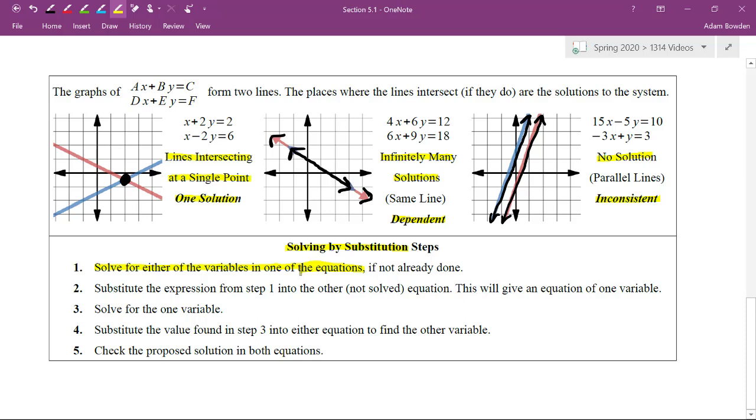So if it's x and y, we would solve one of the equations for x or solve one of the equations for y. And then we take what we find from the first step and substitute it into the other equation. This will give us an equation of just one variable, which we can then solve for that one variable, and then substitute that solution into either one of the equations to solve for the other remaining variable. And then this last step we'll do occasionally. We will check to see if the proposed solution works in both equations.